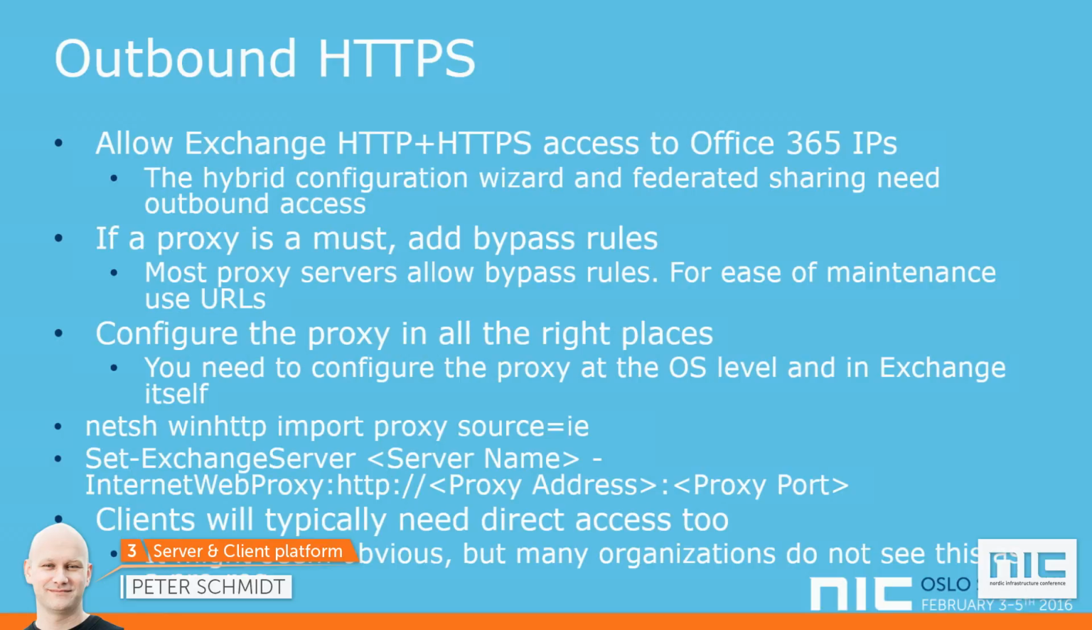You also need to make sure that your Exchange servers can communicate without any restrictions, especially towards the Office 365 IP addresses and FQDNs of Office 365. There is a white paper on TechNet describing all these IPs that the Microsoft services are using, and the FQDNs that you need to make sure that you can communicate with.